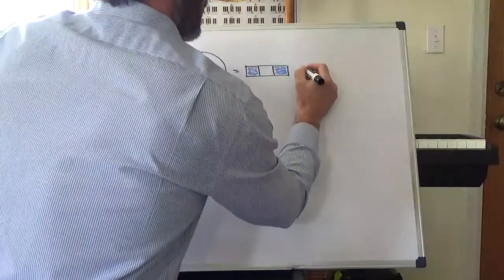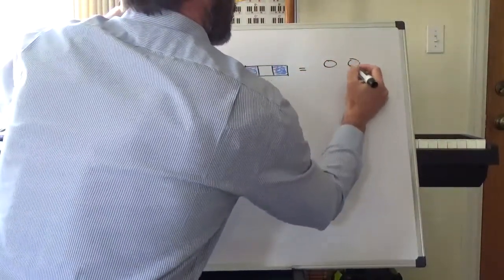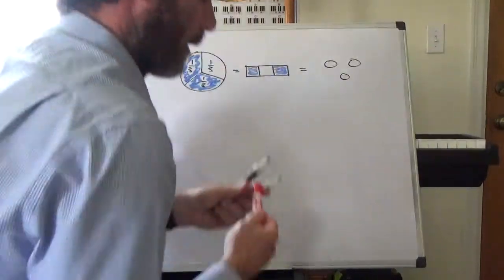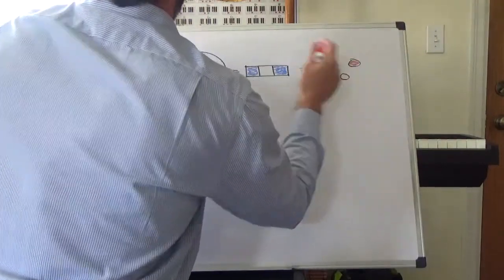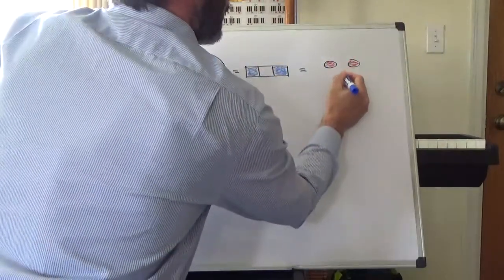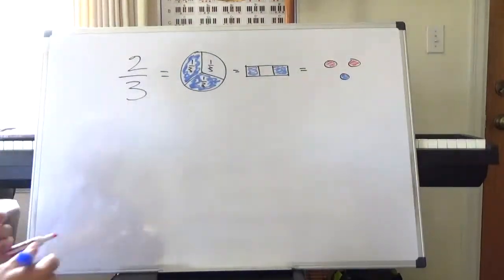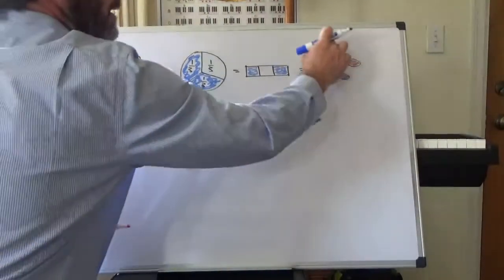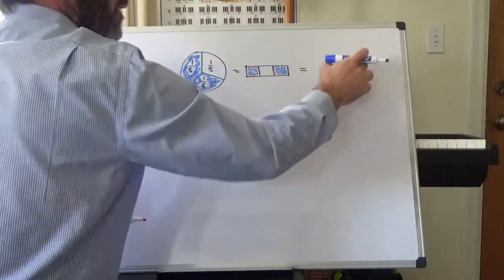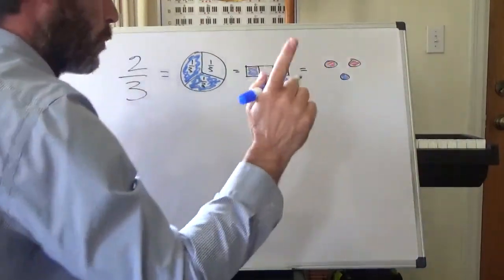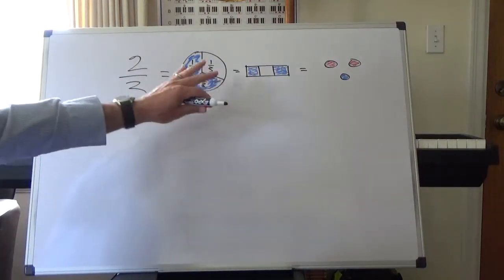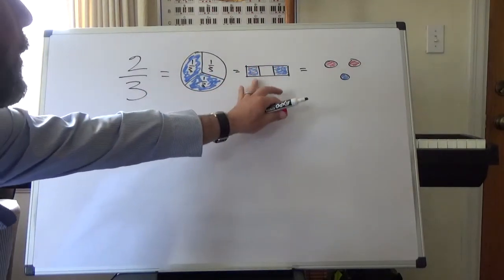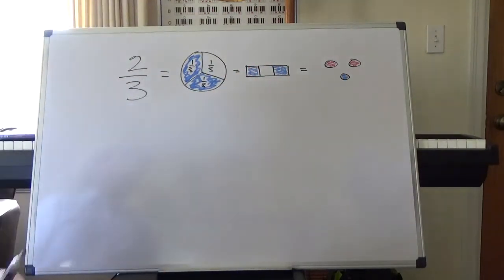I could also draw, let's say I've got some marbles, and 2 of the marbles are red, and let's say one of them is blue. Well, 2/3 are red, 1/3 is blue, if I consider that 1 pack of marbles, or the marbles I was given, 3 is considered 1 whole. So this is how we can represent 2/3 in 3 different ways. A simple circle, a rectangle broken up into 3 equal parts, and then maybe something a little different, some marbles, or whatever it may be.